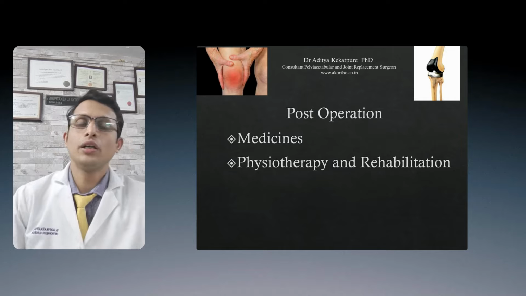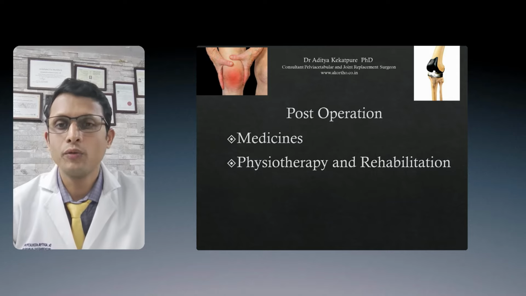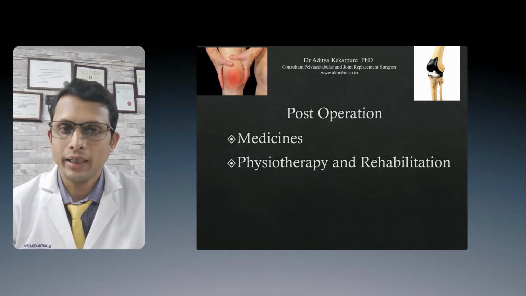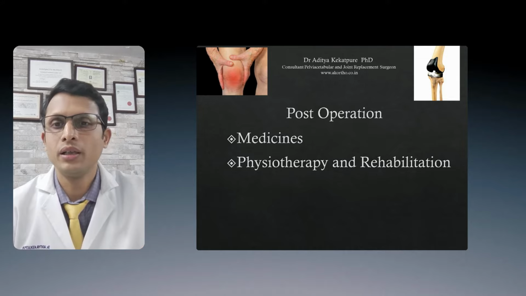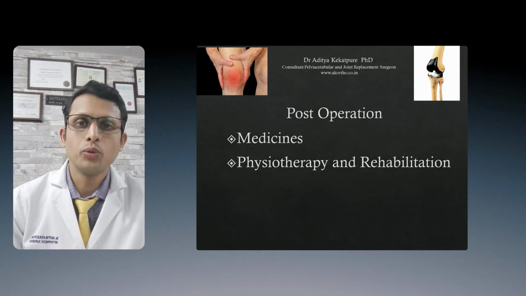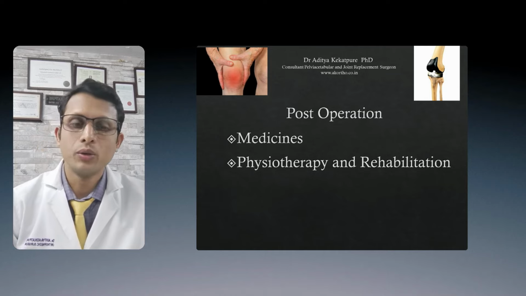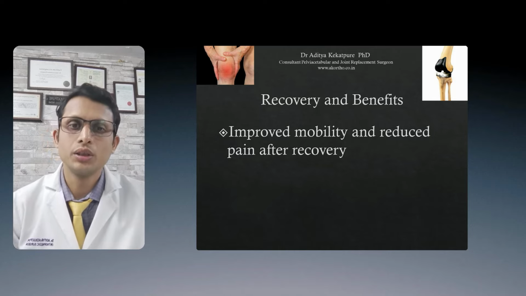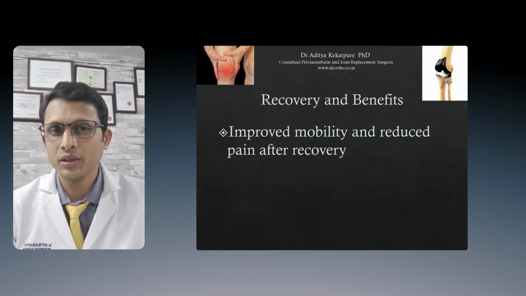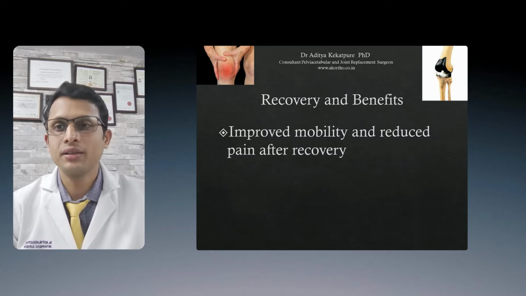So what to expect in the post-operative period? Your surgeon will give you some painkillers for a couple of days, and along with that, some antibiotics. You will be asked to mobilize the next day once you are comfortable and out of your anesthesia, and then gradually a physiotherapist will be called to start range of motion and other exercises on your operated side. This is how the normal recovery goes. Once you undergo surgery, unless there are some complications, you will have improved mobility, and the pain that you were having because of arthritis will definitely go.